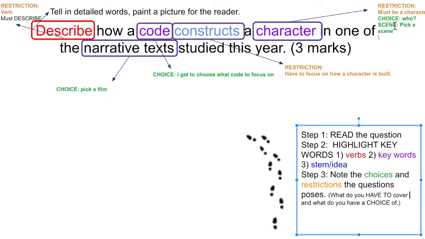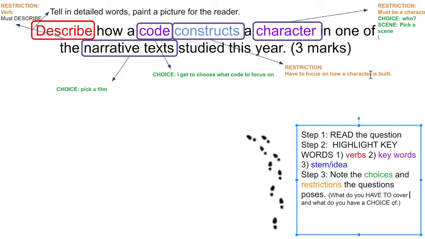I do have a restriction here. I have to talk about a character. I can't talk about a genre. I can't talk about multiple characters or a relationship or an ideology. It has to be a character. But I get to pick which one, so that's a choice. And I get to pick the scene that I'm focusing on. It's never written in questions, but you always need to base your answer in a particular scene and do a name describe link. So this is an example of how choices and restrictions can be linked.